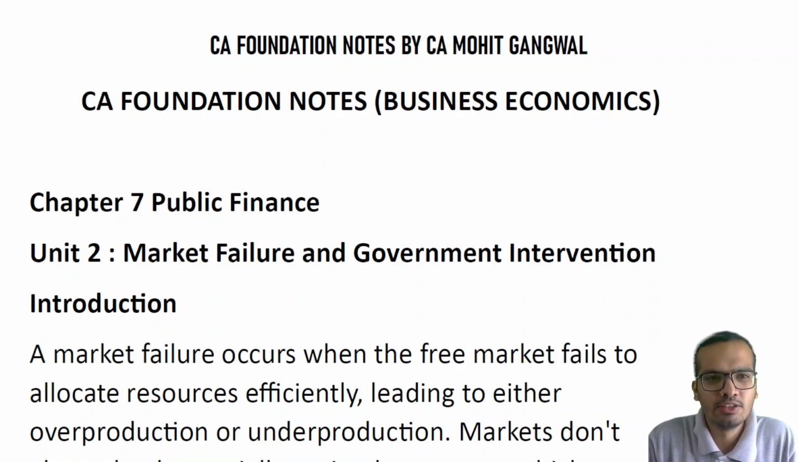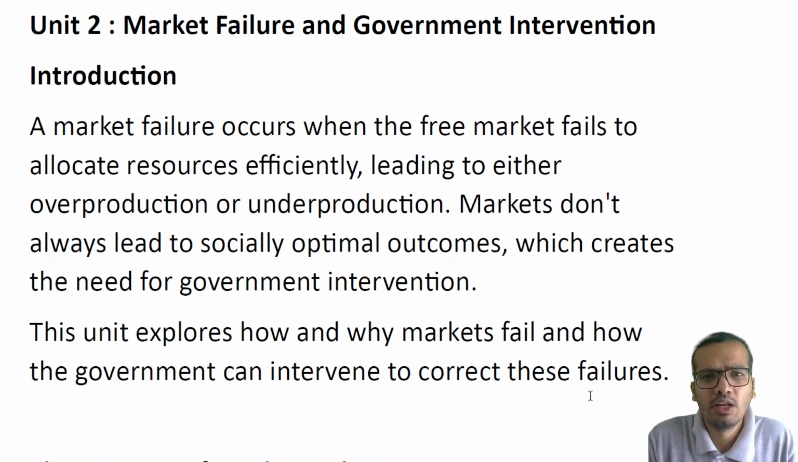Today we are covering chapter 7 of Public Finance, in which we will be covering unit 2, that's market failure and government intervention. So, here is a quick intro of it. A market failure occurs when the free market fails to allocate resources efficiently, leading to either overproduction or underproduction. Markets don't always lead to socially optimized outcomes, which creates the need for government intervention. This unit will explore how and why markets fail and how the government can intervene to correct these failures.